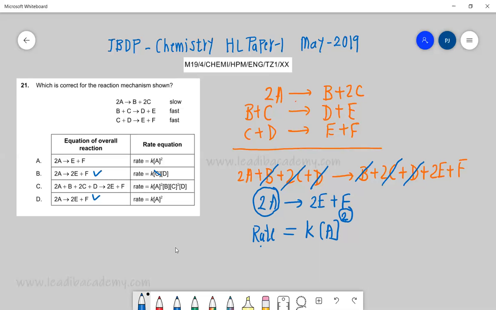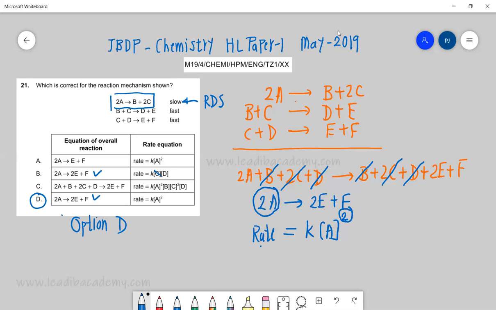We cannot make out the order by just looking at the stoichiometric equation, but definitely we have to focus only on the slow reaction. That is what we call the rate determining step. Very important. We need to be very clear on that. So we pick up the rate equation from there. What is the correct option in this case? Simple. The correct option is D.